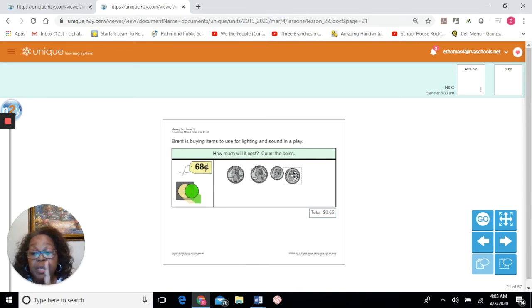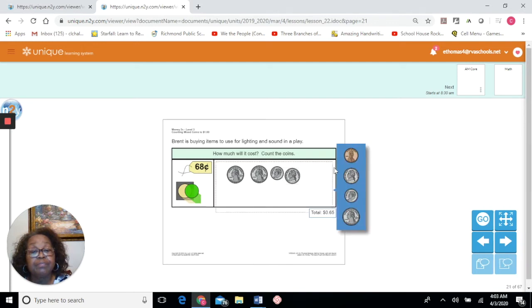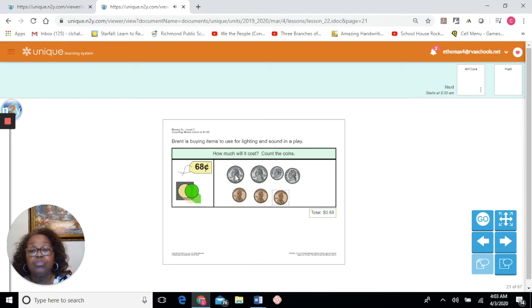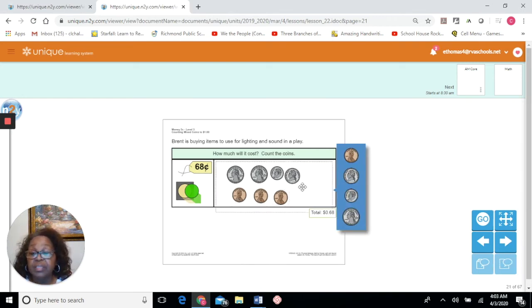The value of a penny is 1 cent. So let's count. 65, 66, 67, 68. 25, 50, 60, 65, 66, 67, 68. I love this counting on. That makes life really simple. Let's see what we have next.